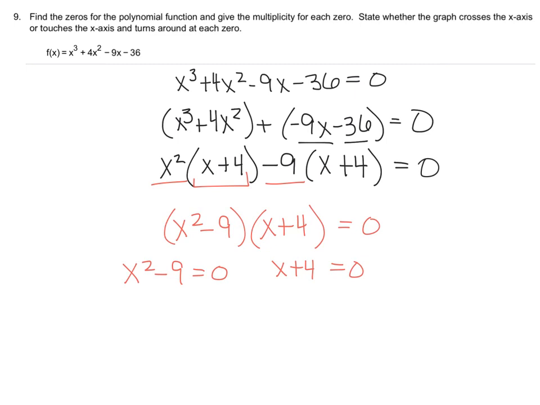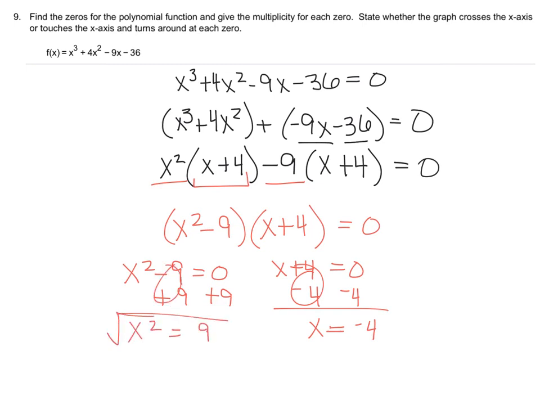So with x plus 4 equals 0, I'll subtract 4 on both sides, and I get x equals negative 4. With the x squared minus 9 equals 0, I'll add 9 to both sides, and then take the square root of 9. And remember, when we take the square root, we'll put the plus minus next to the square root sign, so I get x equals plus or minus 3. And my zeros are then x equals negative 3, positive 3, and negative 4.